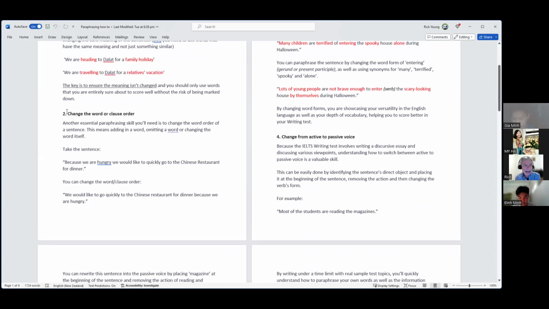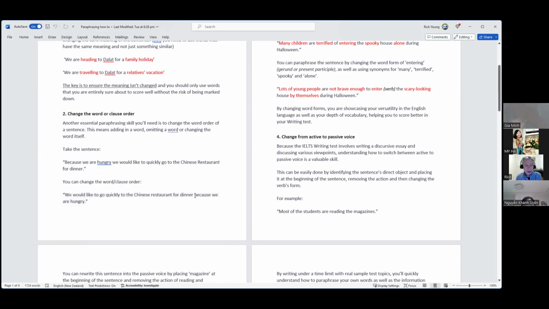The next thing we can do to paraphrase a sentence is to change the word or clause order. Kang Ewan, can you read the first sentence, please? Because we are hungry, we would like to quickly go to the Chinese restaurant for dinner. Okay, and can you also read the second sentence? We would like to go quickly to the Chinese restaurant for dinner because we are hungry.